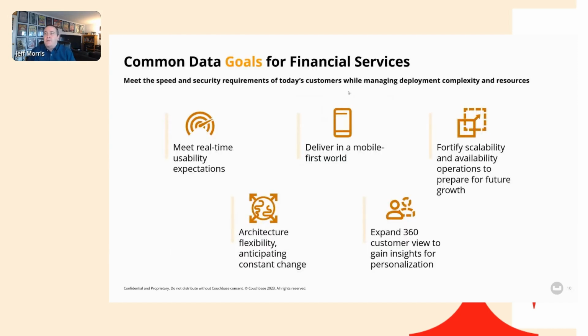So the goals that we're seeing for a financial services organization to help meet the speed and security requirements of users is very similar to what I just laid out earlier. Meet the real-time usability expectations, deliver in a mobile-first world, provide architectural flexibility, and anticipate that you're going to need to change the application. It's not static. It won't be static. You're always going to want to be improving the data that you're using to create that personalized experience. Maybe you need to add attributes to your user profile to improve what you happen to know about the preferences of a particular user or consumer.